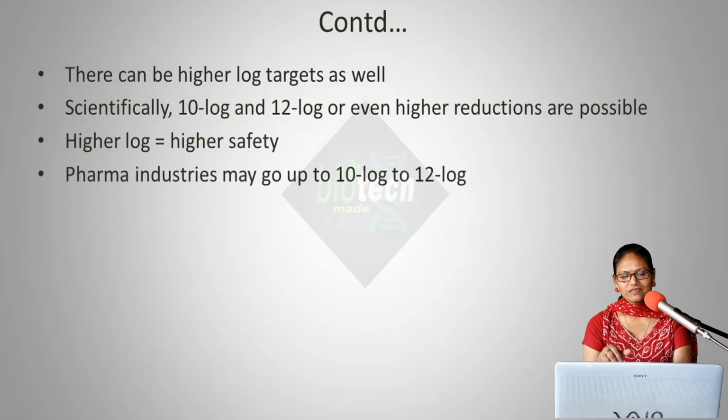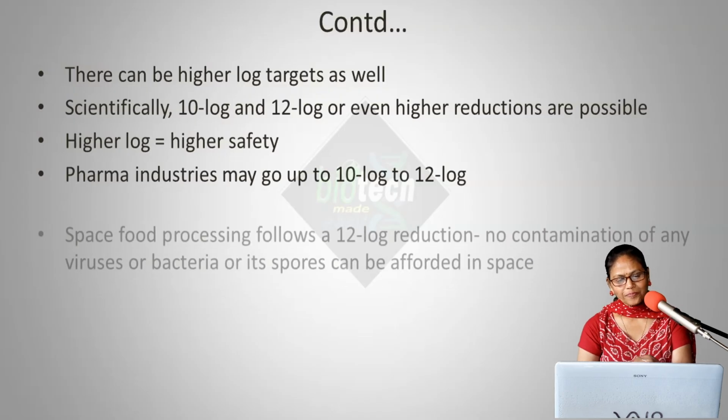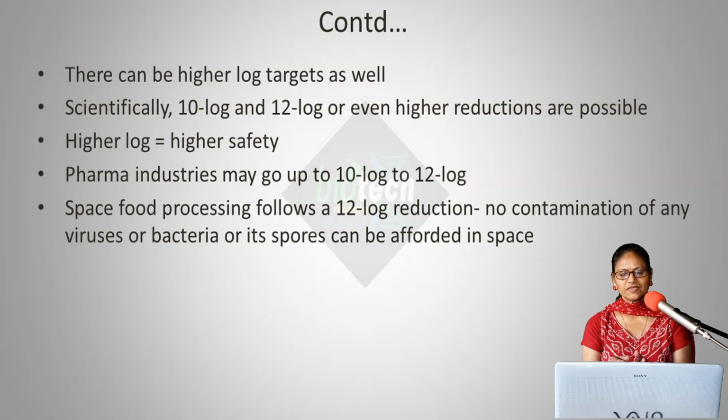Mostly the pharmaceutical industries, which are very sensitive industries, may go up to 10 log or 12 log, and space food processing generally follows 12 log reduction. When travelers go to space, they take food with them, and for that food processing lots of precautions are taken, because in space you don't have any doctor, you can't afford any kind of contamination. So that's why up to 12 log reduction is used.